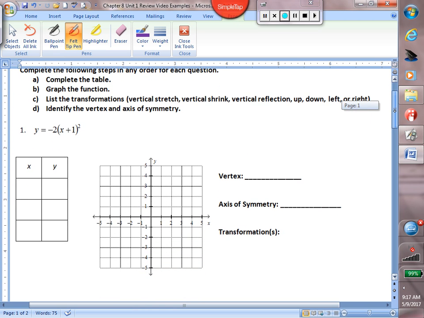In the first example, I want to go ahead and pick out the transformations first. I like to go left to right in my equation. The first thing we come across is a negative sign. The negative sign causes our graph to reflect, or in other words, it will open down. It is a vertical reflection.